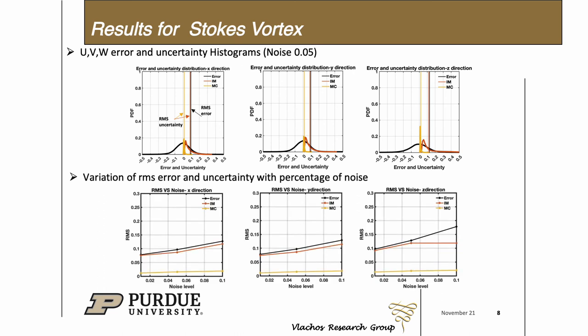Also, here is the analysis for each noise level in X, Y, and Z directions. The RMS of the IM is very close to the error, and it can estimate the RMS of error with 2% accuracy, but its performance deteriorates for higher noise levels in the Z direction. The RMS of the MC is following the trend of the RMS of the error, which means it has reasonable sensitivity, but it has a bias error and it is under-predicting. It can be due to the normalization factor or least squares performance, and it needs to be investigated more.